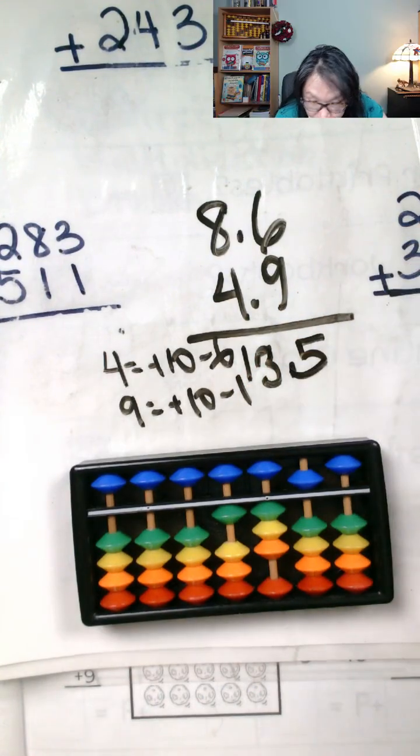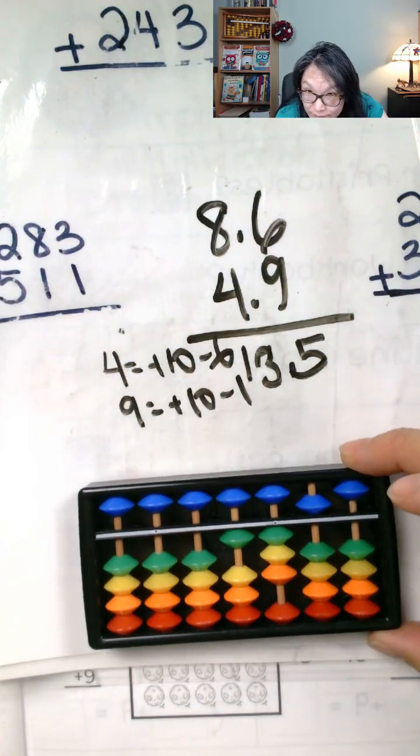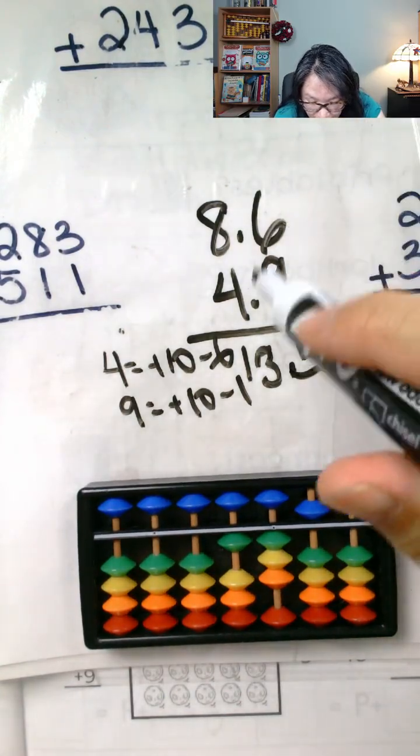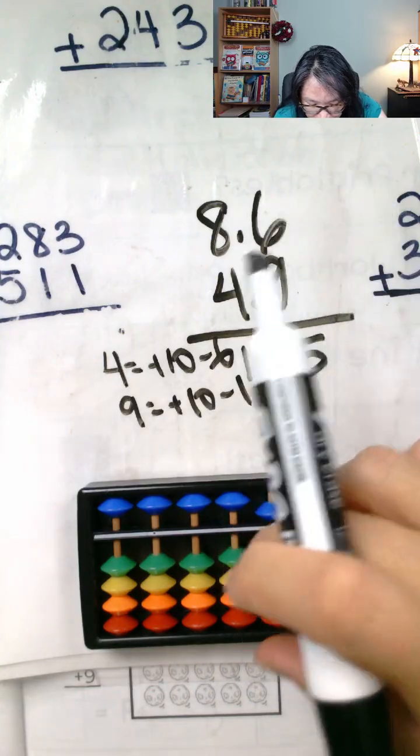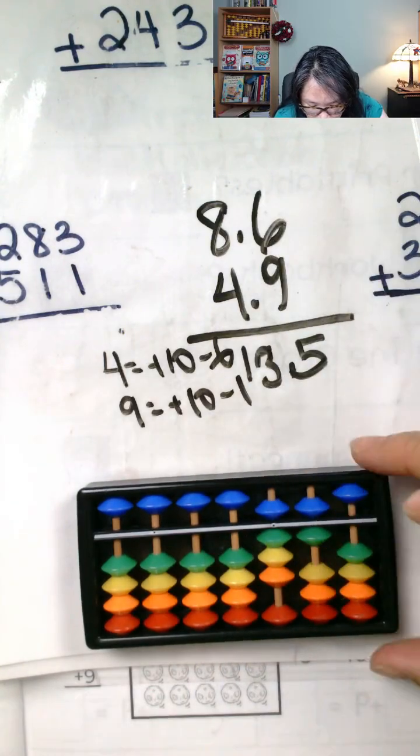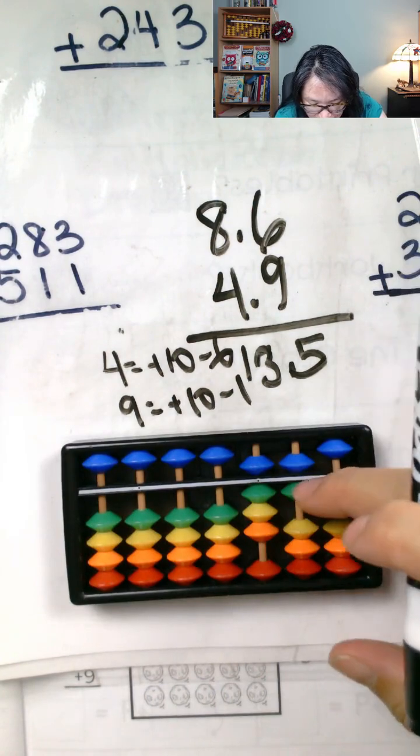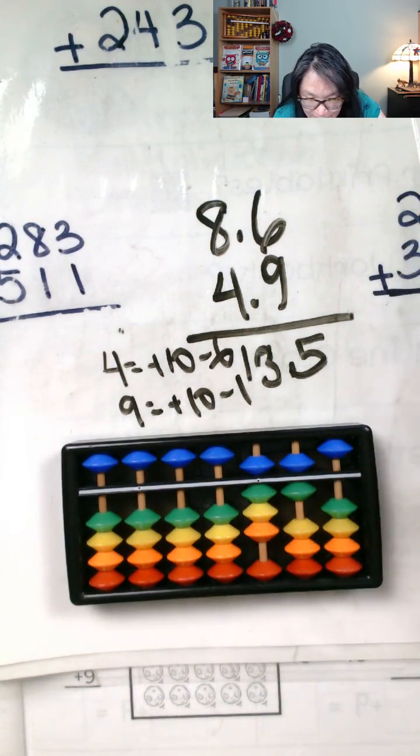13.5. Let's do it the other way. We do 9 first. So we do 8.6. That's what the decimals are. The only thing different is the different place values. It's nothing that difficult. Does that make sense?